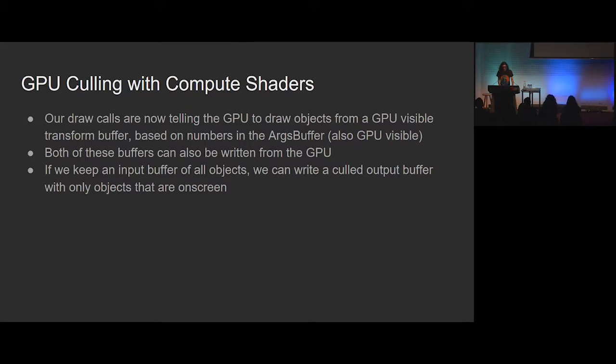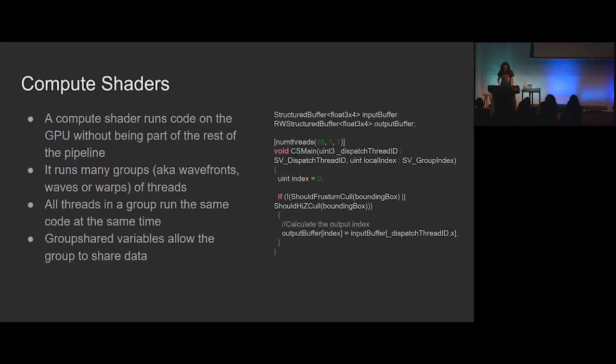So all of our draw calls are now being sent to the GPU, but they're based on information which is on the GPU, and that's that array of transform positions, and that args buffer which has the number of objects we want to draw, and we can write those from the GPU as well. So now we create an extra buffer, which is the input of all of those objects, an extra array of 3x4 matrices saying this is everything in the scene. Then we can run a compute shader, which will take this is everything, and turn it into this is what's on screen. And it will alter the number in that args buffer so that we only draw those.